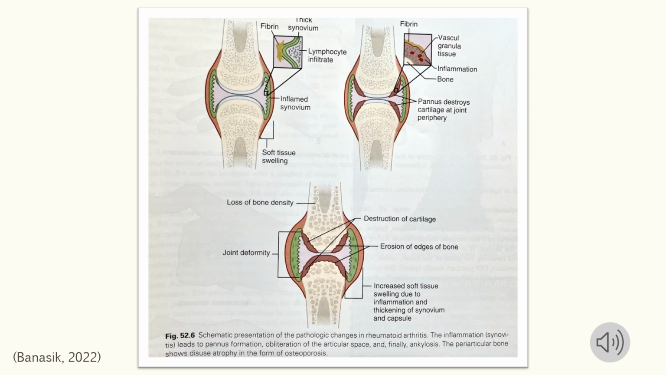The top left image shows the joint as it initiates the inflammatory process. And as you move to the right and then down to the bottom, you can see the pathologic changes from rheumatoid arthritis. You can see inside the joints where the cartilage is being destroyed at the edges. And then finally at the bottom, you can see the erosion of the bone and the areas of joint deformity happening at either end.